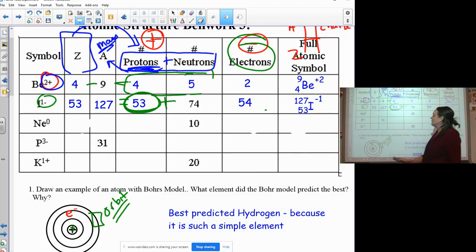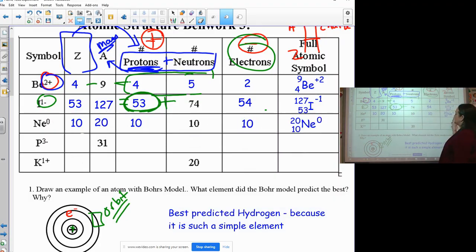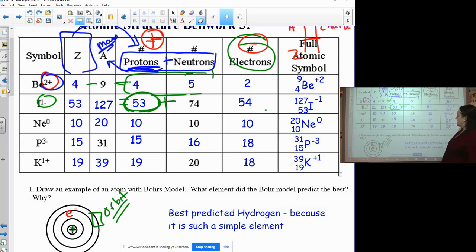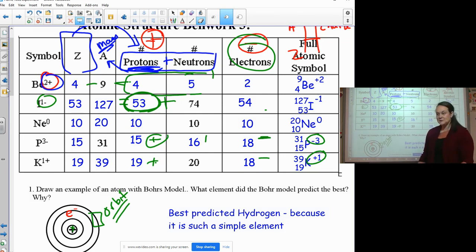All right. Hopefully you did well. Here we go. 10, 20, 10, 10. Put it together. 15, 15, 16, 18. And 19, 39, 19, and 18. Again, usually electrons are the biggest problem. If I have plus 15, I need minus 18 to get to negative 3. If I have plus 19, minus 18, that still gives me a positive 1. So if you guys got those done, awesome. You will expect to see more of these on the quiz and the tests in the upcoming Fridays.